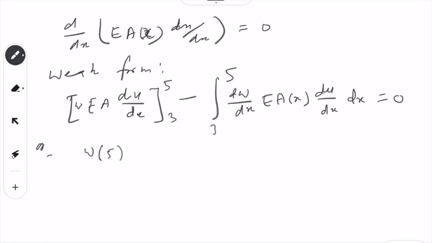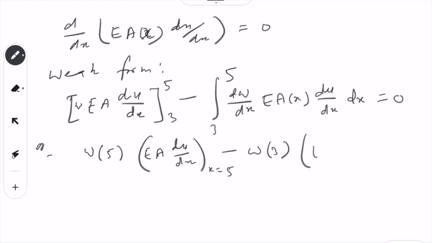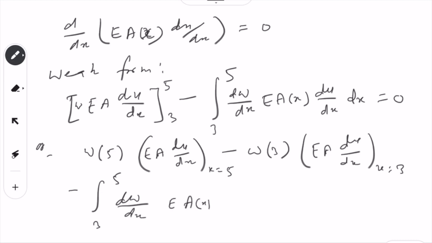So this is how it goes, or we can write it like this. This is W5 times E A du over dx at x equal to 5, minus W3 times E A du over dx at x equal to 3, minus the integral from 3 to 5 of dw over dx E A(x) du over dx dx, and this will be equal to 0. Okay, so done. Now we have to find out the test function, and from there we can go ahead.